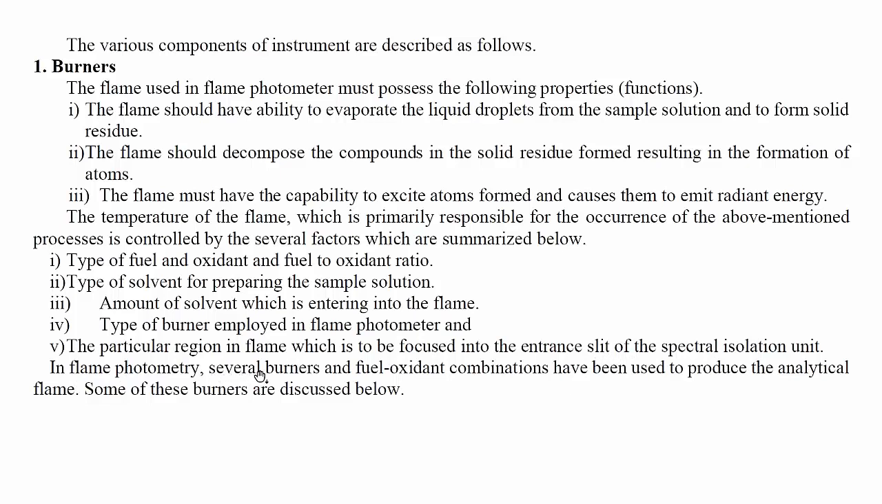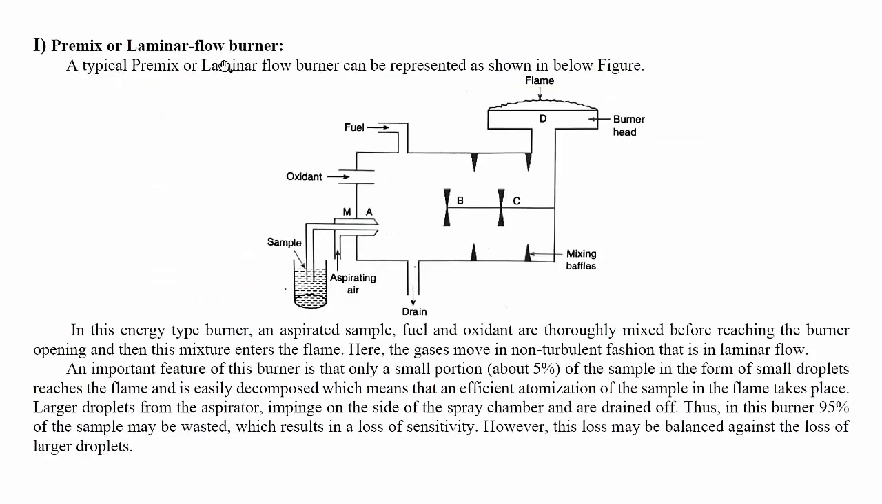In flame photometry, several burners and fuel-oxidant combinations have been used to produce the analytical flame. Some of these burners are discussed below. 1. Premix or laminar flow burner. A typical premix or laminar flow burner can be represented as shown in the below figure. In this type of burner, an aspirated sample, fuel, and oxidant are thoroughly mixed before reaching the burner opening, and then this mixture enters the flame. Here, the gases move in a non-turbulent fashion, that is, in laminar flow.